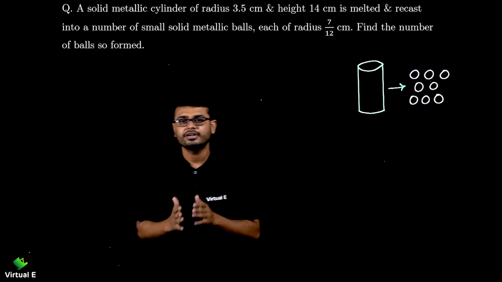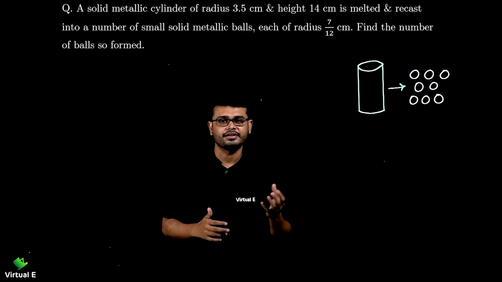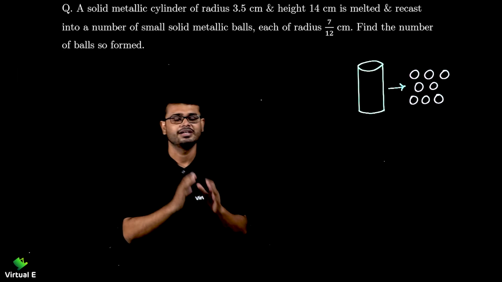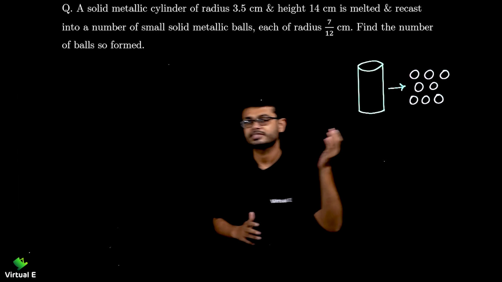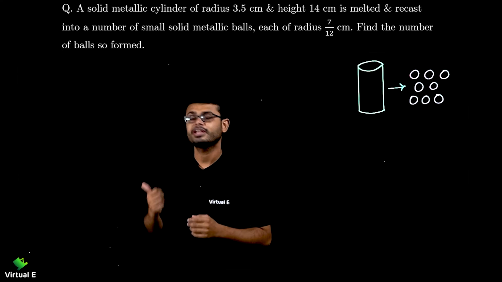In the previous question, we converted a sphere into the form of a cylinder, a sphere in the form of wire. Now we are going to do the reverse. We are going to convert the cylinder into spheres. Let's read the question and see what we need to do.